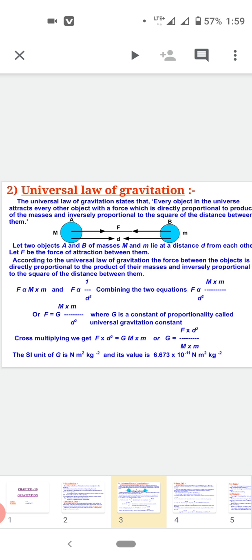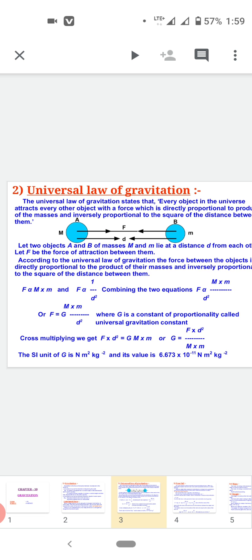We get it from the formula. The unit of force is Newton. The unit of distance is meter, and here distance is squared, so we get meter square. The unit of mass is kg. So from the formula, we can see G is equal to F into d square by m1 into m2. So the unit should be Newton meter square per kg square.